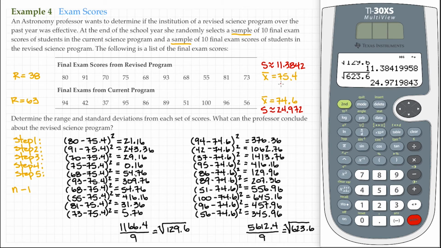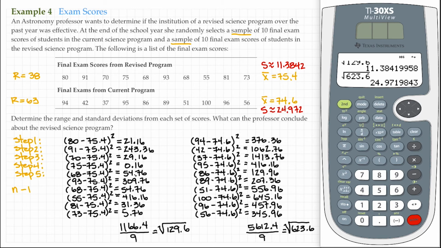So even though the scores are just about the same, less than 1 point off, the cluster of those students is a lot tighter here than it is here. And you can see that the range only goes for 38 here, while here it's a lot broader.